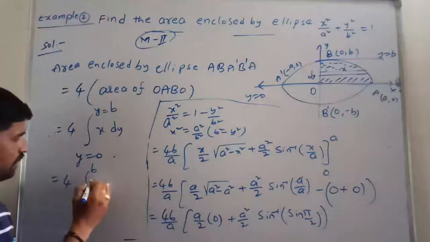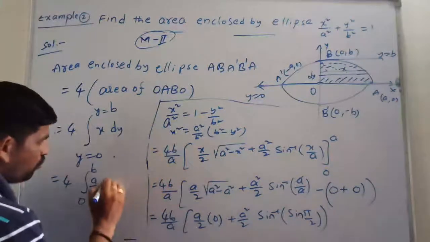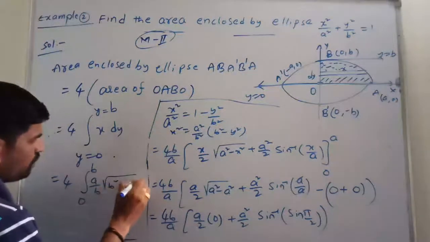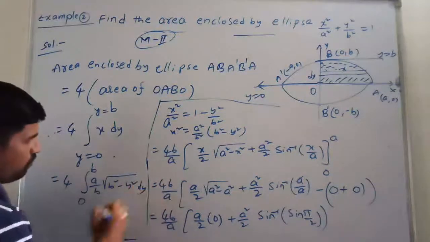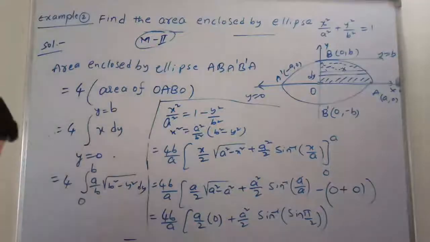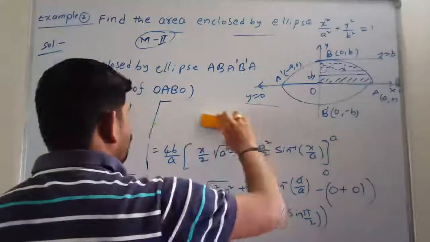So directly we can write here a by b. Yes, a by b, what is the x? a by b into under root of b square minus y square, into dy. Okay, done. After completion of this, no need to write this again and again, because in method number 1 we wrote this.